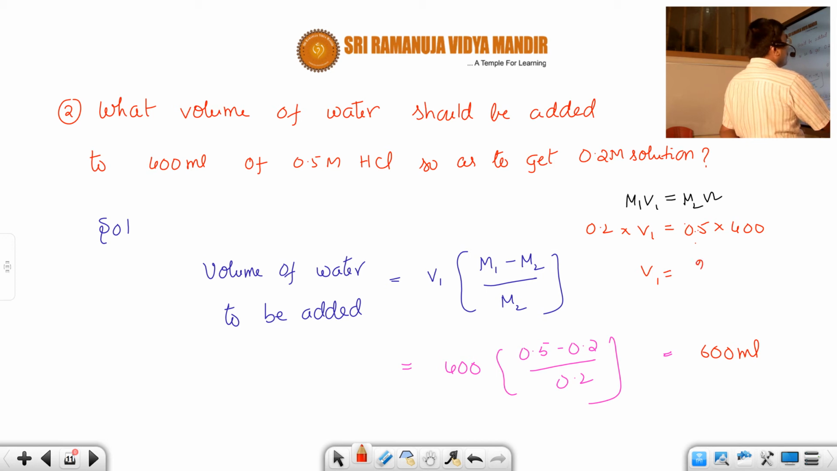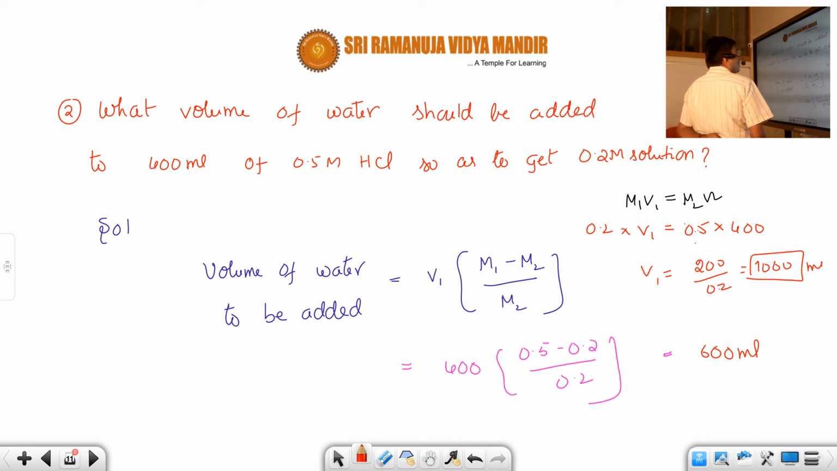It comes out to be 200 by 0.2, around 1000 ml you got. Students, now the volume of water, already 100 is there. So V1 minus V2 is the volume of water added.